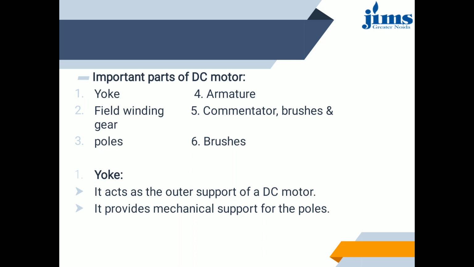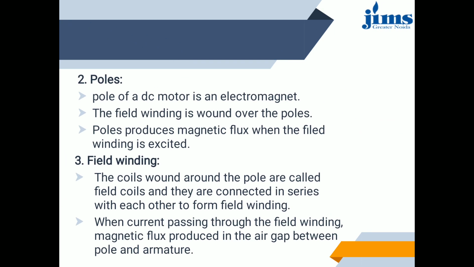Yoke: it acts as the outer part of the DC motor. It provides mechanical support for the poles. Poles of a DC motor are electromagnets. The field winding is wound over the poles. Poles produce magnetic flux when the field winding is excited.